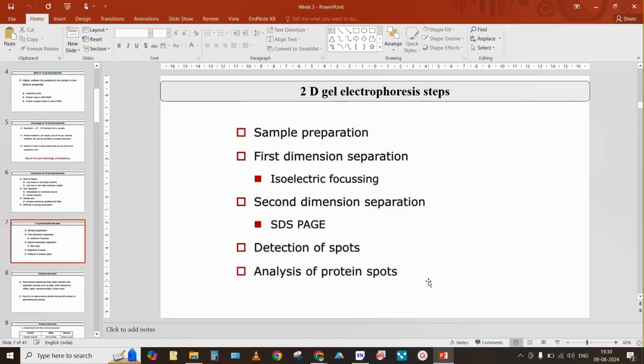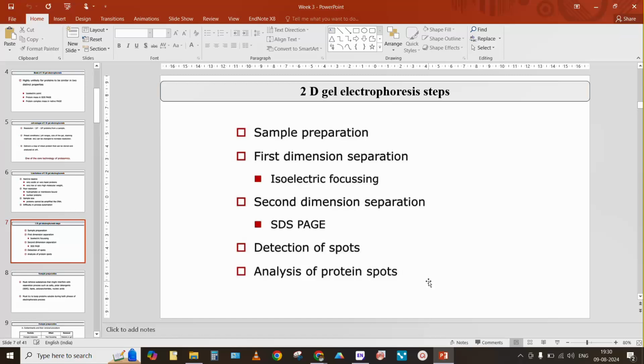After this, we go to the second dimension separation, which is SDS-PAGE. Here, a polyacrylamide gel is prepared for the second dimension. The gel may have a uniform or a gradient acrylamide concentration depending on the desired resolution. First we do some SDS coating. The IPG strip is placed on top of the SDS-PAGE gel. SDS, as I've already told you, is a detergent that coats proteins, giving them a uniform negative charge proportional to their molecular weight.